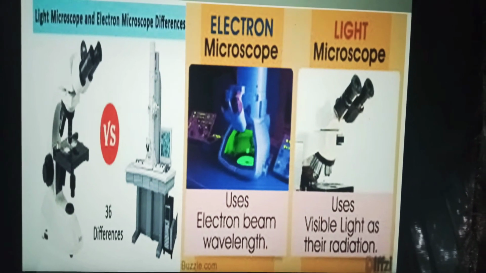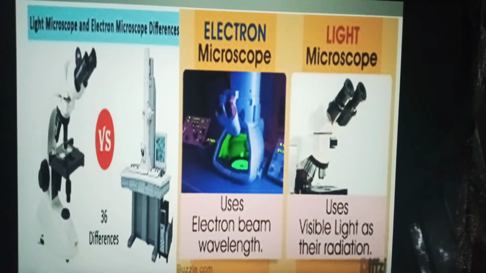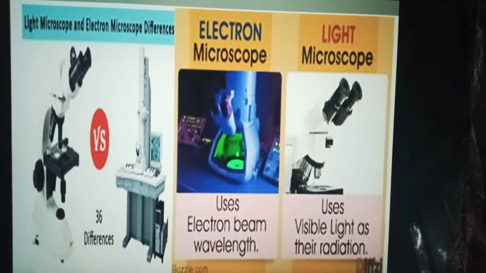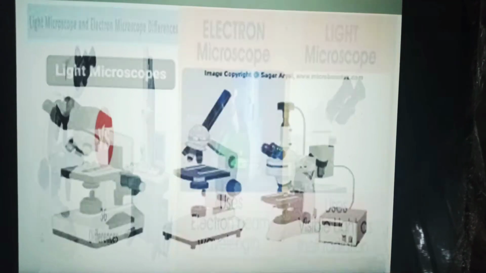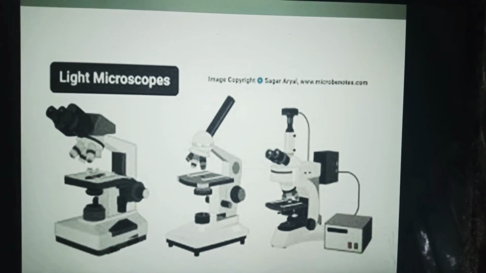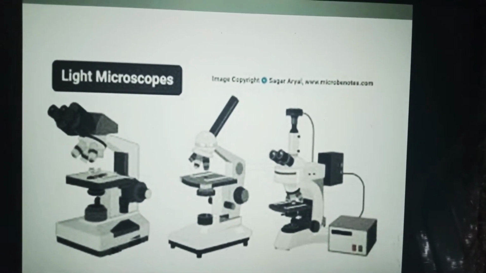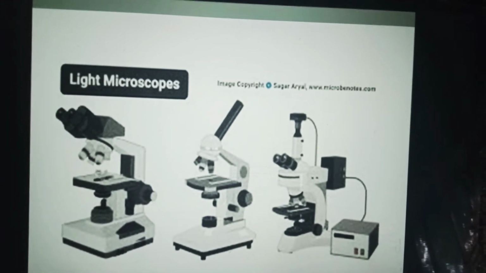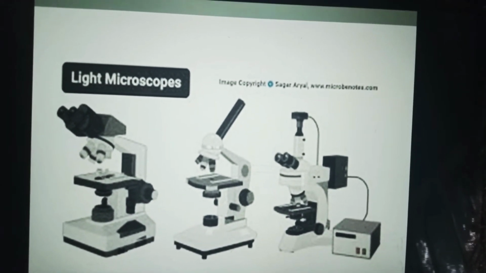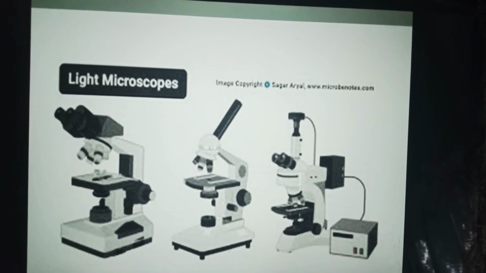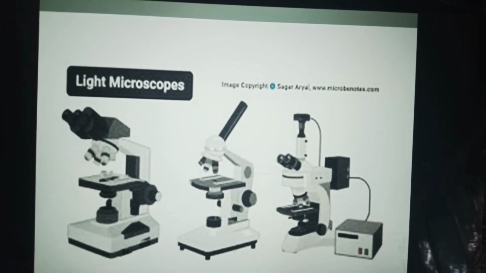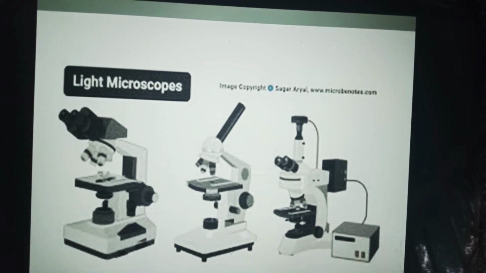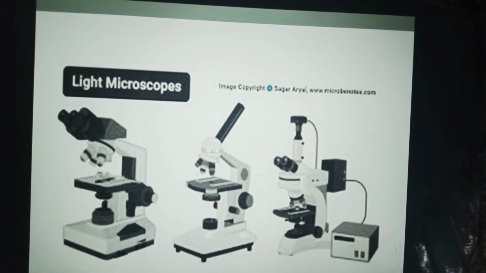Electron microscope and light microscope. The electron microscope uses an electron beam of short wavelength and the light microscope uses visible light as their radiation. Light microscope: a light microscope works by passing visible light through a specimen. It uses two glass lenses. One lens produces an enlarged image of the specimen and the second lens magnifies the image and projects it into the viewer's eye or onto photographic film.